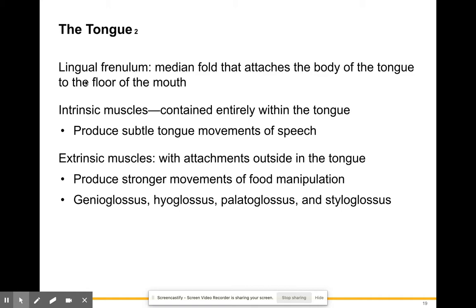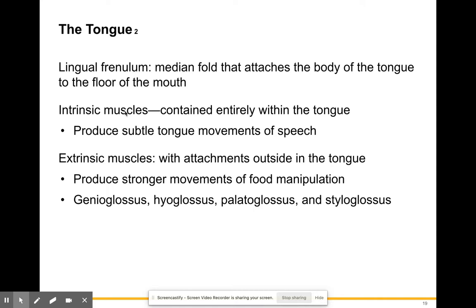Okay, you have a lingual frenulum. If you lift your tongue up and look underneath your tongue, you see this little line of tissue that connects your tongue to the bottom of your mouth, or the floor of your mouth. That's called the frenulum. Your tongue has two sets of muscles called intrinsic and extrinsic muscles.